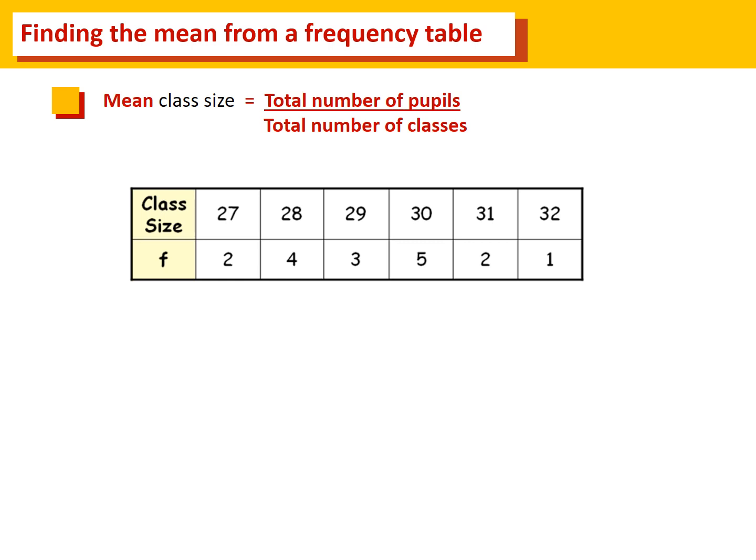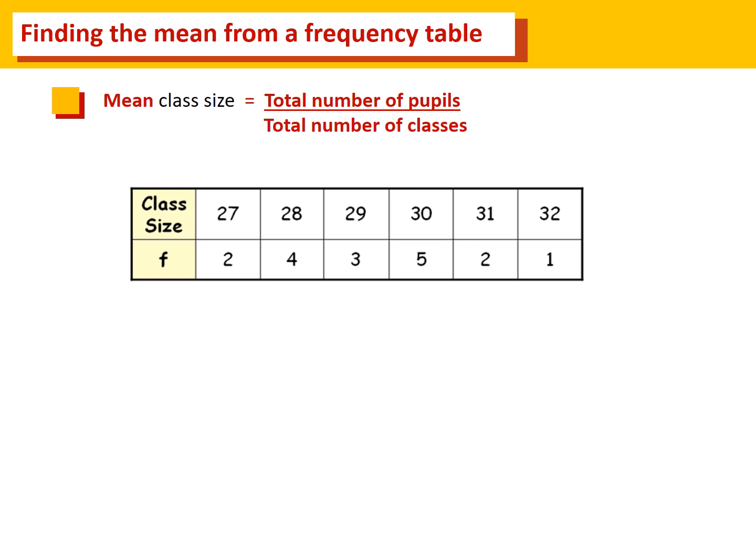We have four classes of size 28, 28 being the number of pupils. We have three classes of size 29 pupils. We have five classes of size 30 pupils, etc. So the frequency row F is the number of classes of the particular size shown in the class size row.